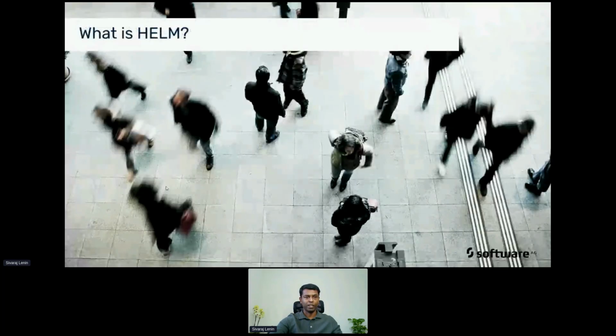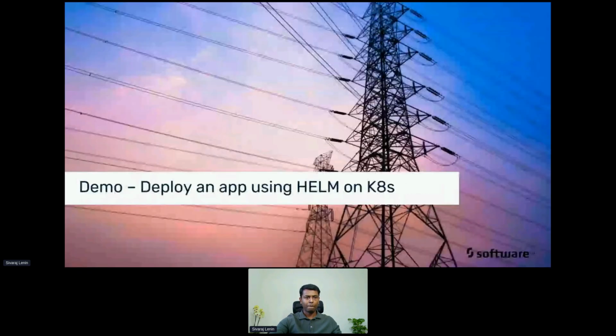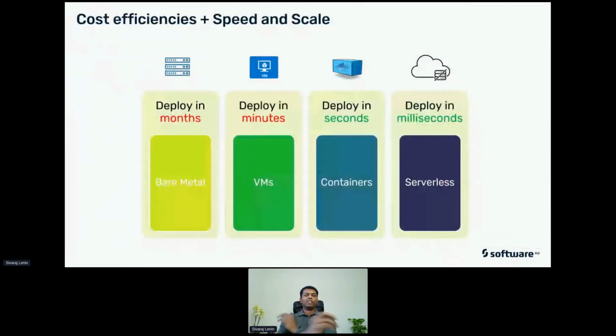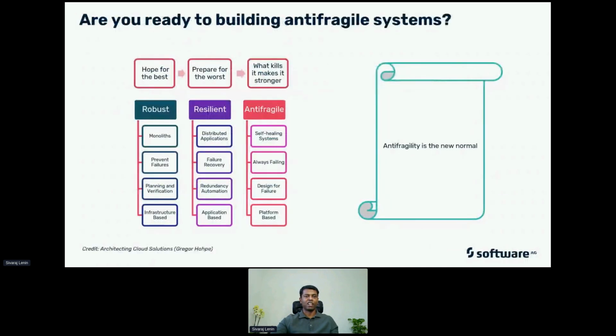So getting to the end, let me just summarize. Containers and container orchestration combined with Helm give you cost efficiencies and speed at scale. From the time we used to deploy in months, now we are deploying in seconds or milliseconds. And from the time we built with the mindset that things should never break, let's build robust systems, and it did work until it started to break, right? And we built robust systems. It wasn't sufficient. We moved to resilient architectures where we tried to recover from errors.